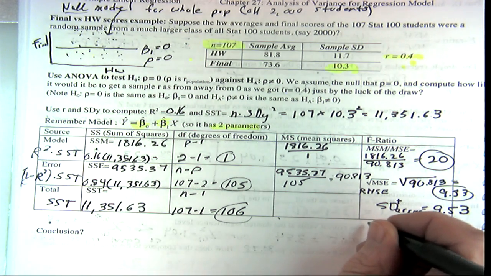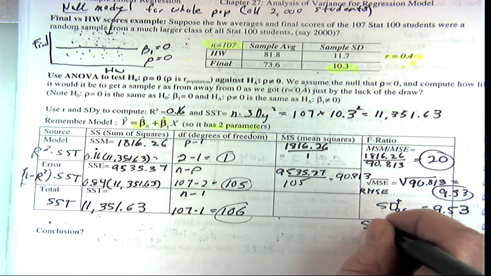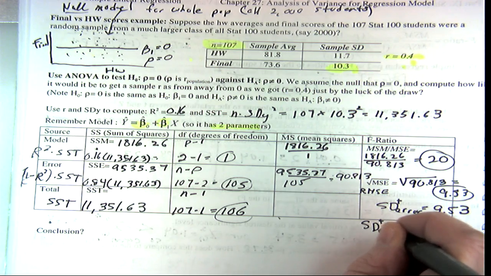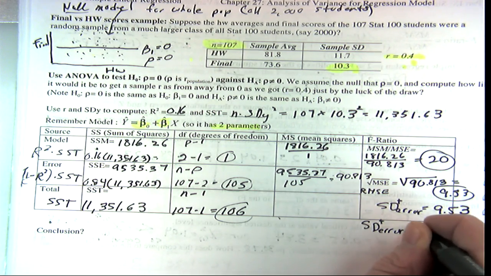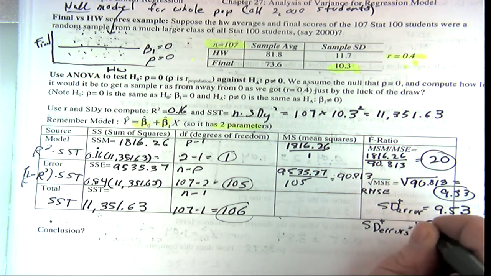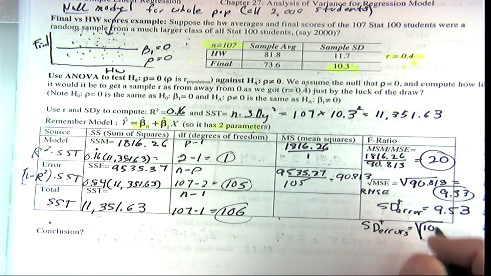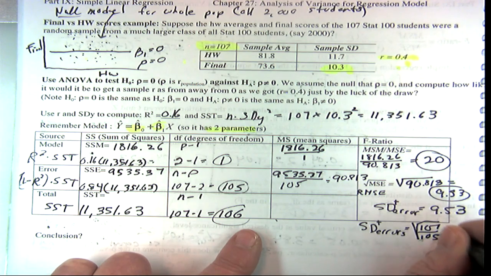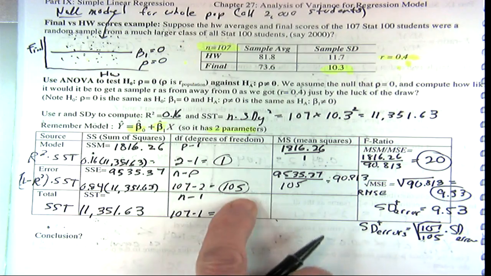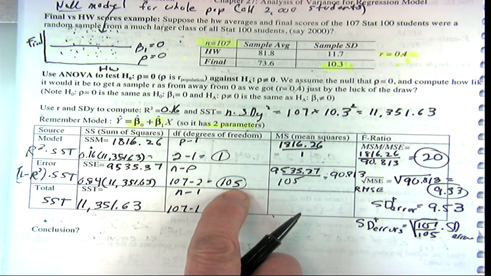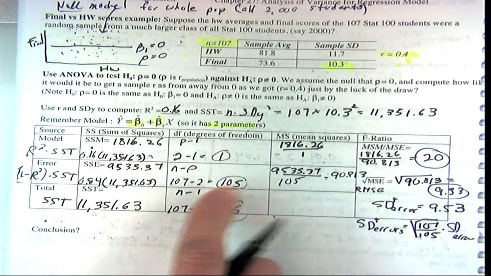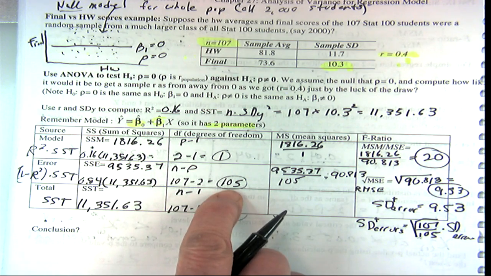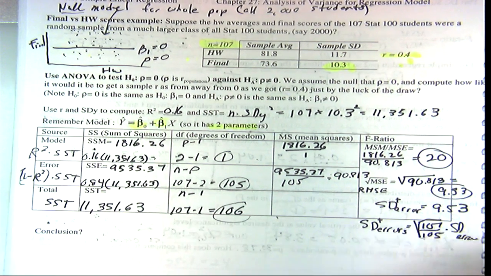It's the same thing as, so the standard deviation plus of the errors, maybe I should write this down, is going to be what? It's going to be 107 over 105 times the standard deviation of the errors without the plus. You see, what we're doing is we're dividing by 105 instead of dividing by 107. If we divided by 107 here, we would have gotten the standard deviation of the errors.